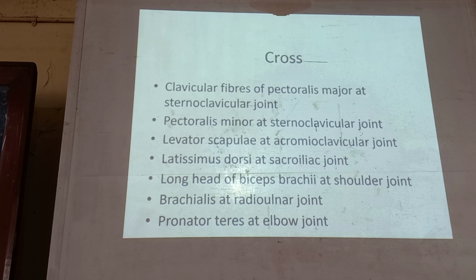Is this clear? So pronator teres crossing elbow joint is half correct, half wrong. Humeral fibers are correct, ulnar fibers are wrong. Is this point clear? Have you understood crossing?